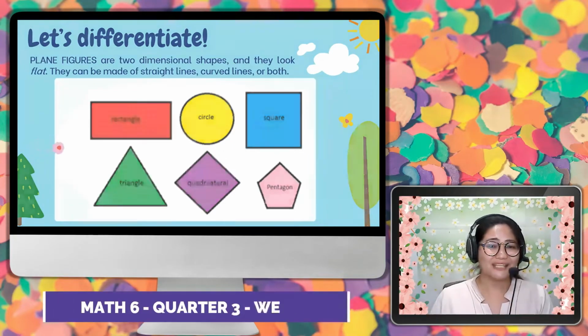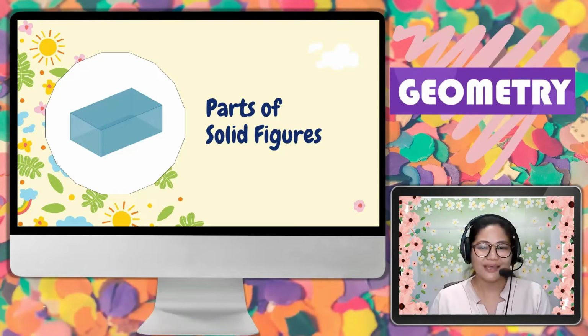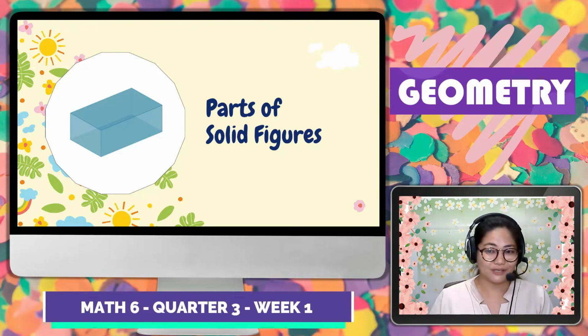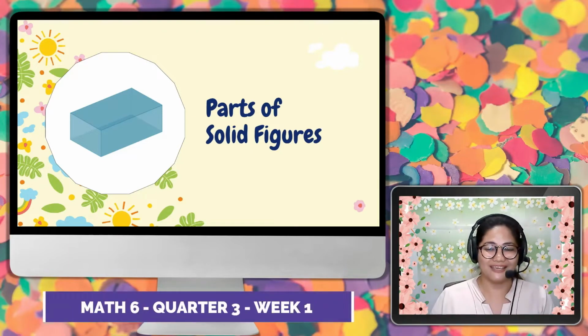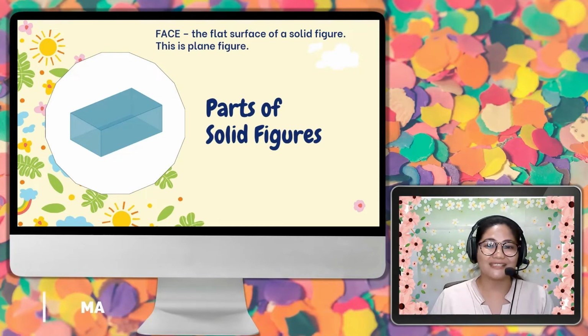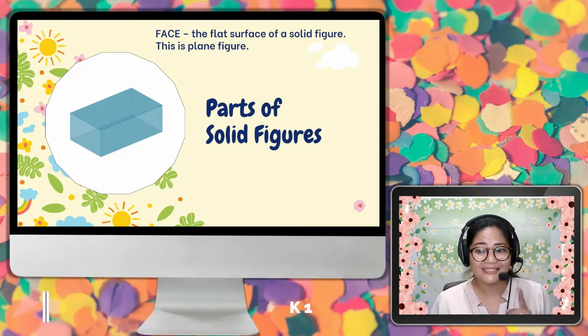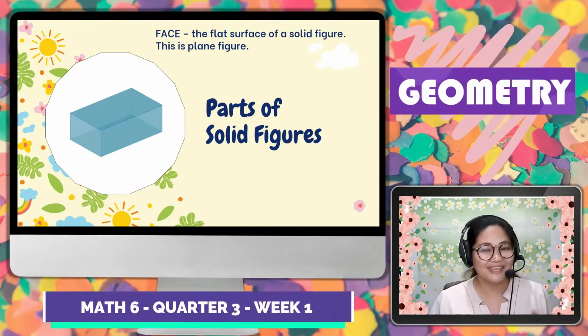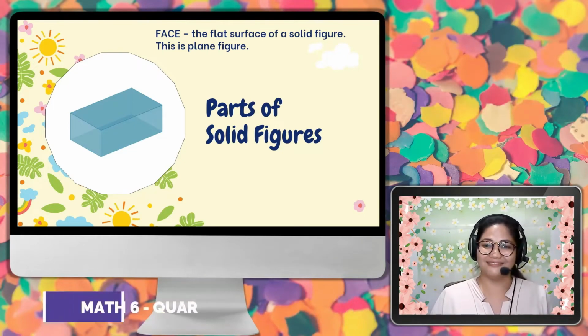So this time, let's focus on the parts or features of a solid figure. So what are the features of a solid figure? There are three. The first one is the face. When we say face, this is the flat surface of a solid figure. And this is a plane figure. It can be any shape. It can be a polygon or a circle.